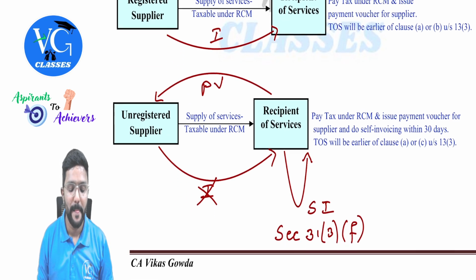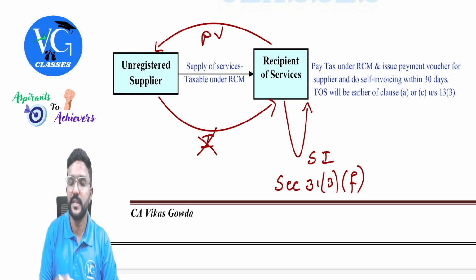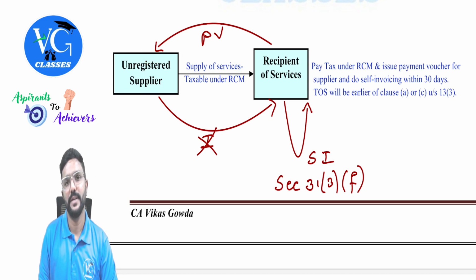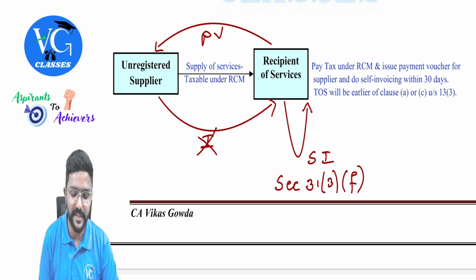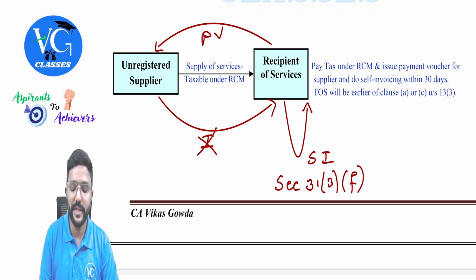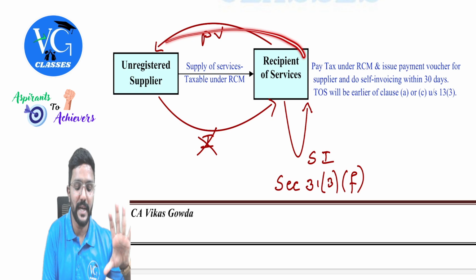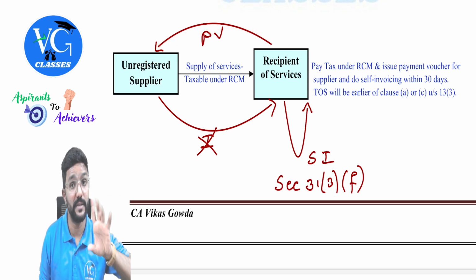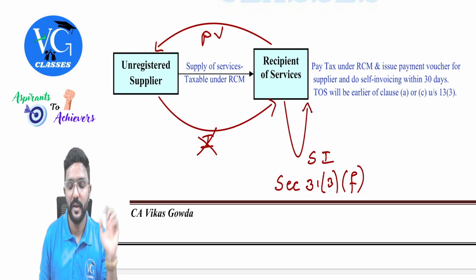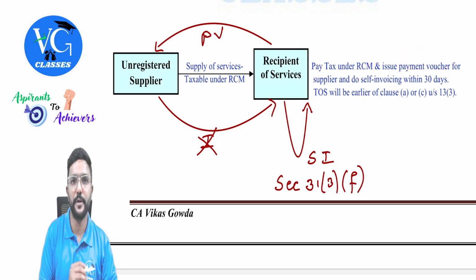Next, coming to, sir, there is a supply of services by the supplier which is taxable under reverse charge mechanism, but supplier is not registered, sir. Supplier is not registered under GST means he cannot issue invoice. He is not issuing invoice. So in that case, recipient has to do self-invoicing. He will pay the consideration to the supplier without GST, only the value of supply, and issue what? Payment voucher. He will issue payment voucher.